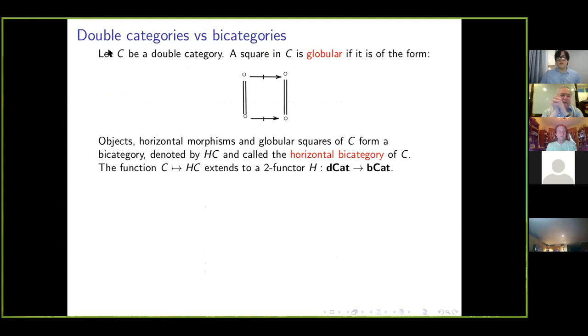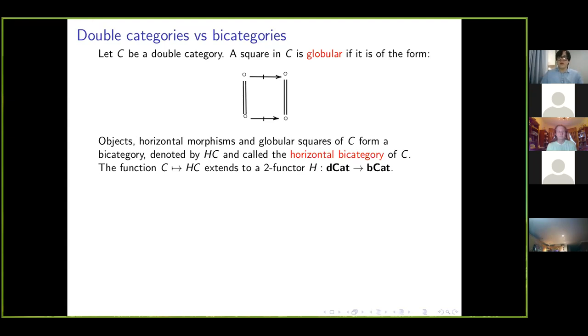Okay, so here I was trying to compare double categories and bicategories. So double categories are a model for categorical structures of second order, which are modeled on cubes, on squares, or cubical model, and are modeled under this idea of internalization. They're internal categories in categories. There's another model, more popular, which is bicategories.